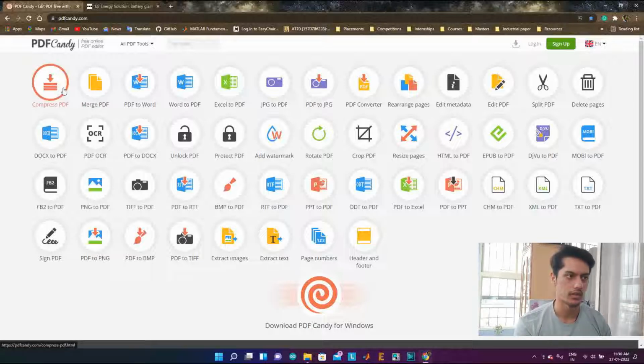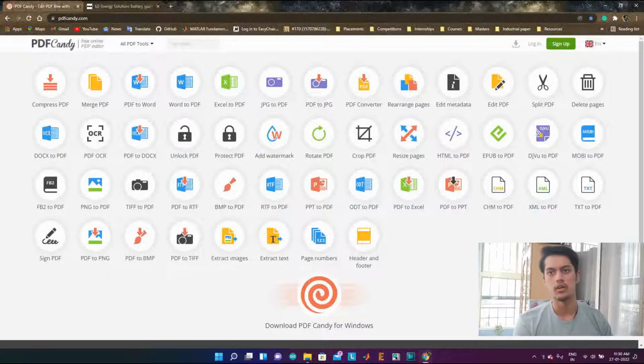You want to merge PDFs, you can do that. You want to convert PDF to Word or Word to PDF, you can do that too. You can split PDF, you can edit the PDF. So there are a lot of tools right here which you can use to make your life easier.